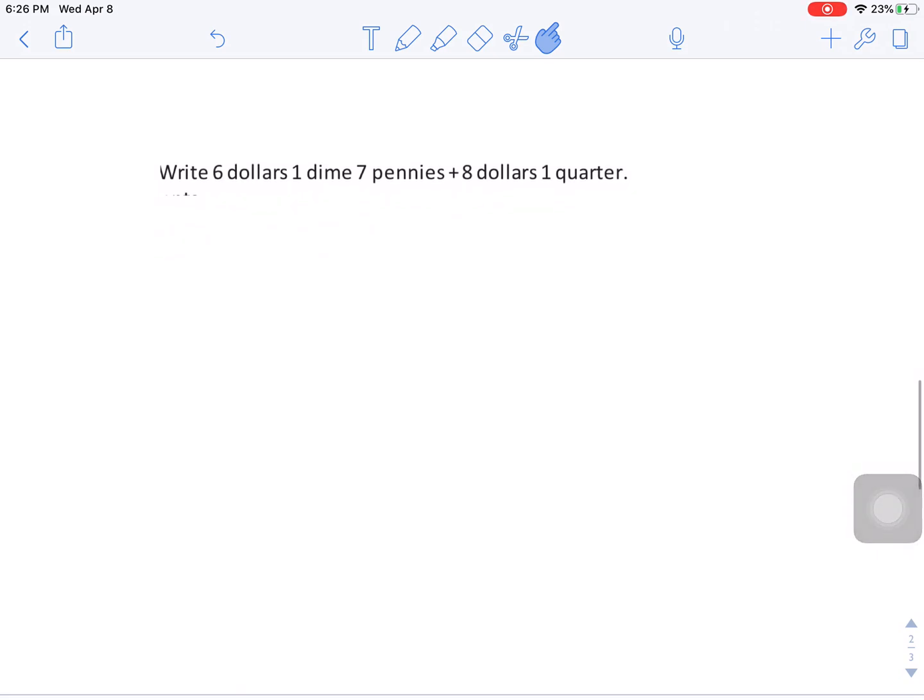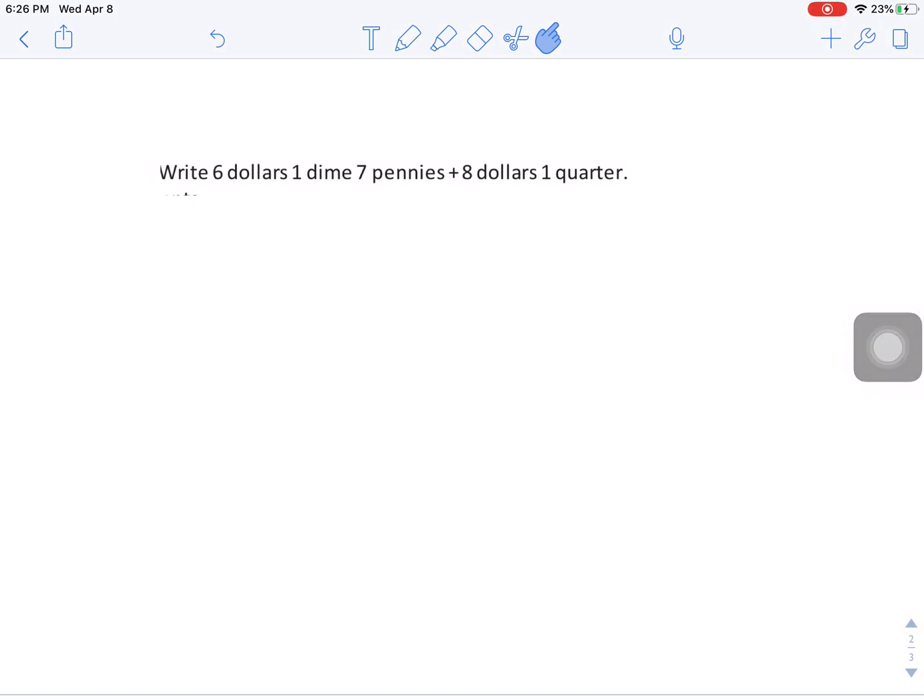Let's try a harder problem. This is going to be one that's like on your homework. So this says, write $6, 1 dime, 7 pennies, plus $8 and 1/4. We're going to write this as a decimal number.